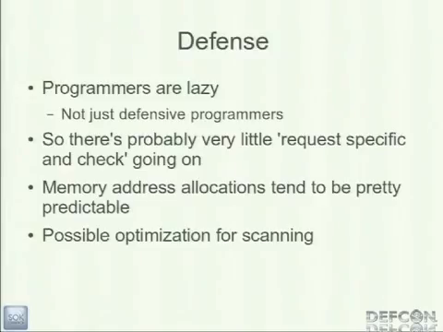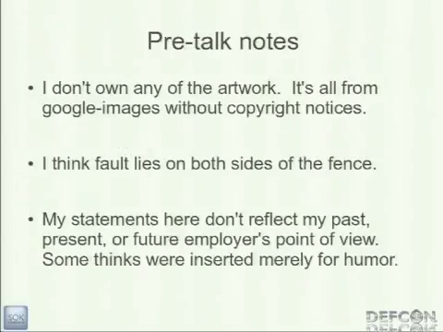Programmers too. A perfect example is I threw this code together in about a week, and it's very procedural and not a stellar code example. There's very little request-specific checking going on with most exploitation frameworks. Most of them just say, when I want to inject, I'm going to request that you allocate a certain size. You get contiguous pages in memory, and the base of those pages tends to be pretty sequential.